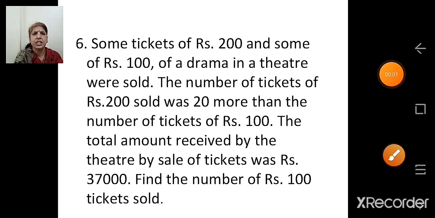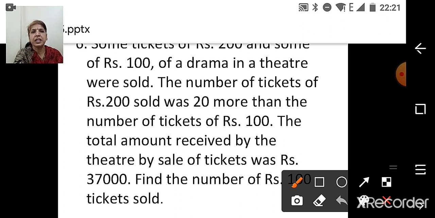Next question. Some tickets of rupees 200 and some of rupees 100 of a drama in a theatre were sold. The number of tickets of rupees 200 sold was 20 more than the number of tickets of rupees 100. The total amount received by the theatre by sale of tickets was rupees 37,000. Find the number of rupees 100 tickets sold.